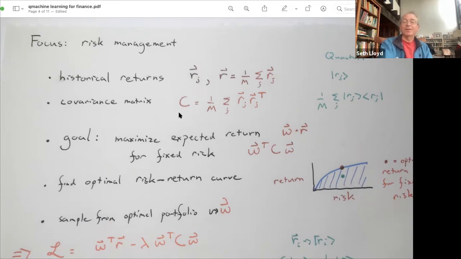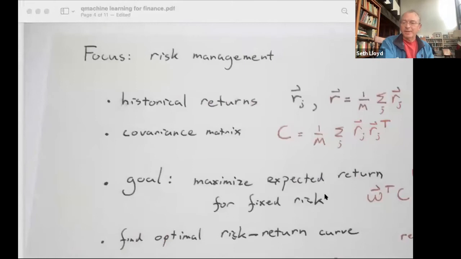And then we have a covariance matrix C, which gives us the linear correlation coefficients between these historical returns. So here I've got this covariance matrix. And for instance, the 3,5 entry of this covariance matrix is the linear correlation coefficient between stock 3 and stock 5.